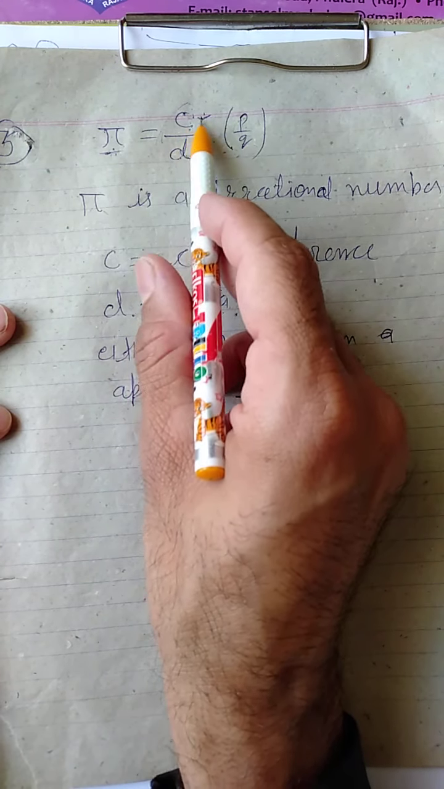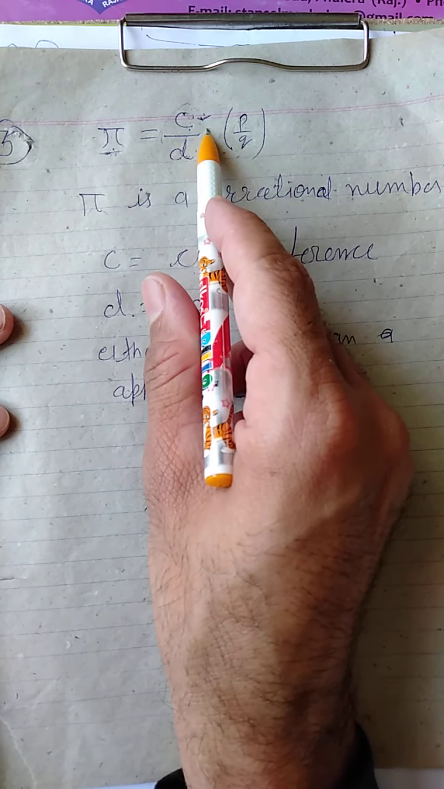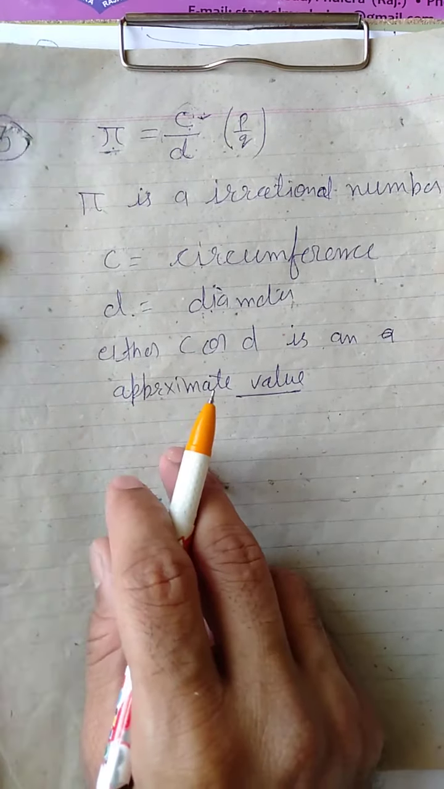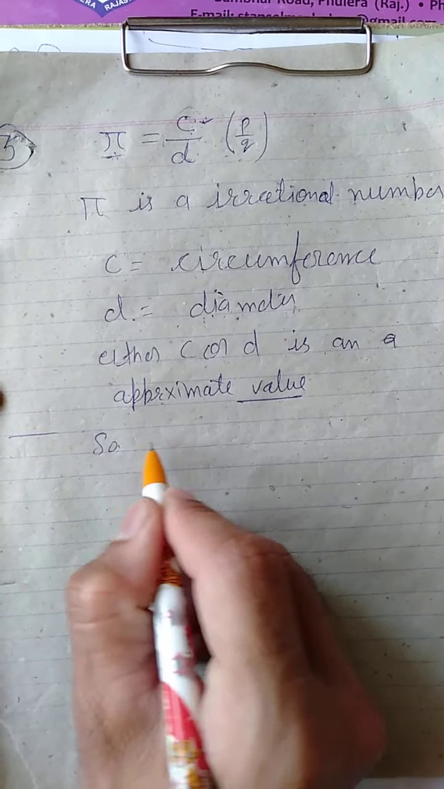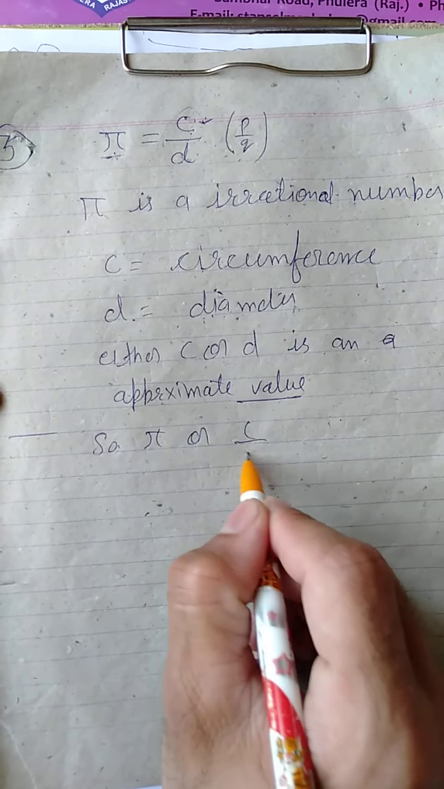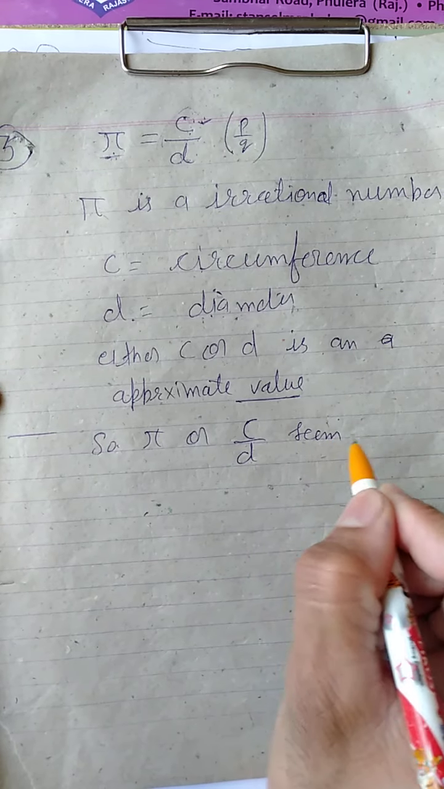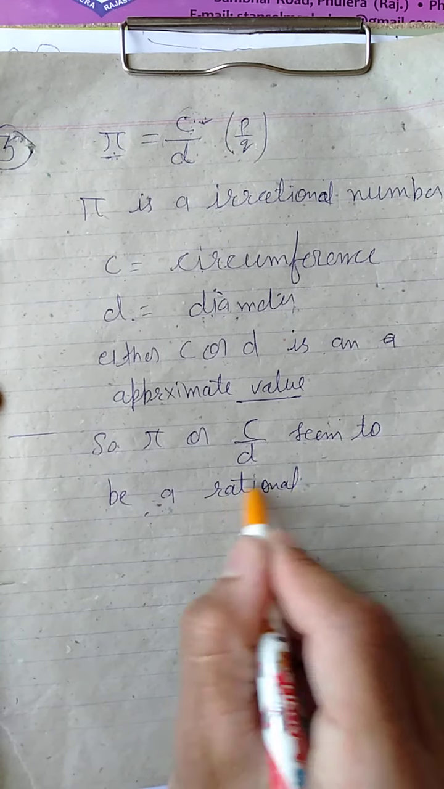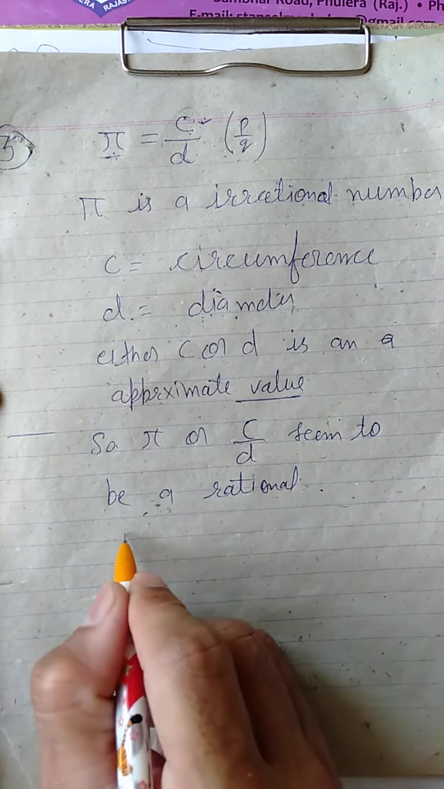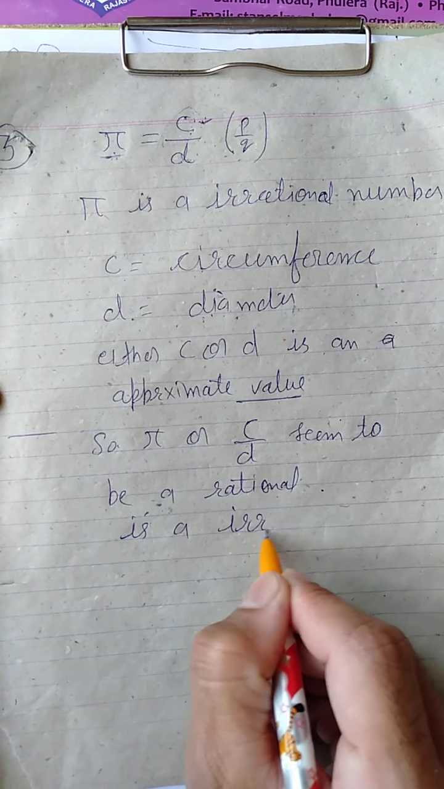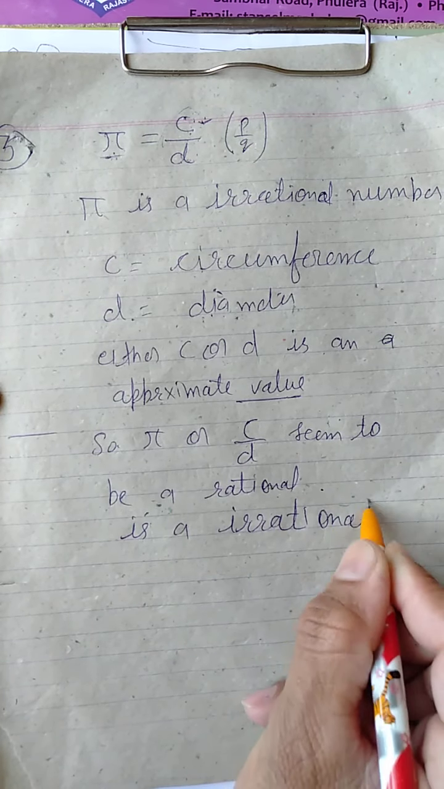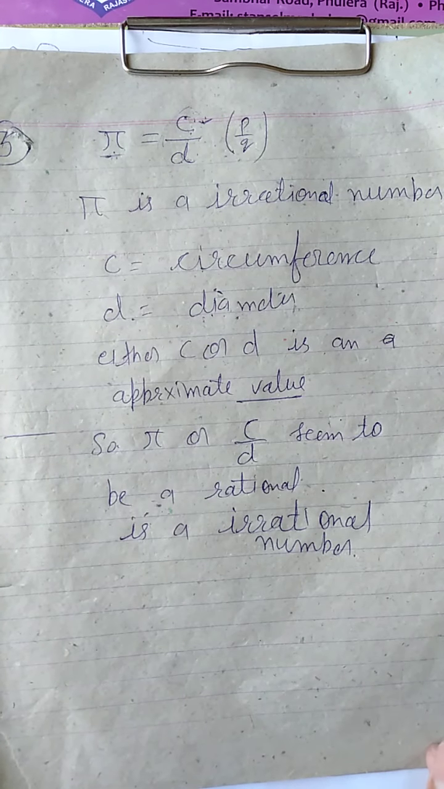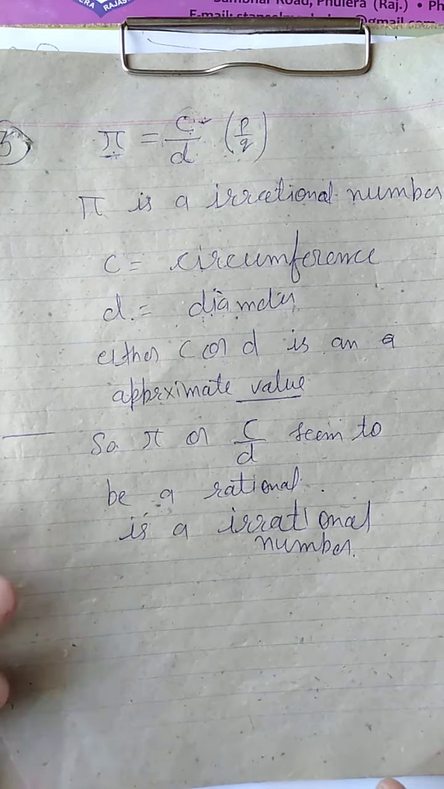Suppose C is coming non-terminating and non-repeating, and when we divide, the same will come, and that is irrational. That's why it is an irrational number. So pi or C upon D seems to be rational, जो लगता है कि rational है, actually is an irrational number. Got it? Yes. This was the question number 3.